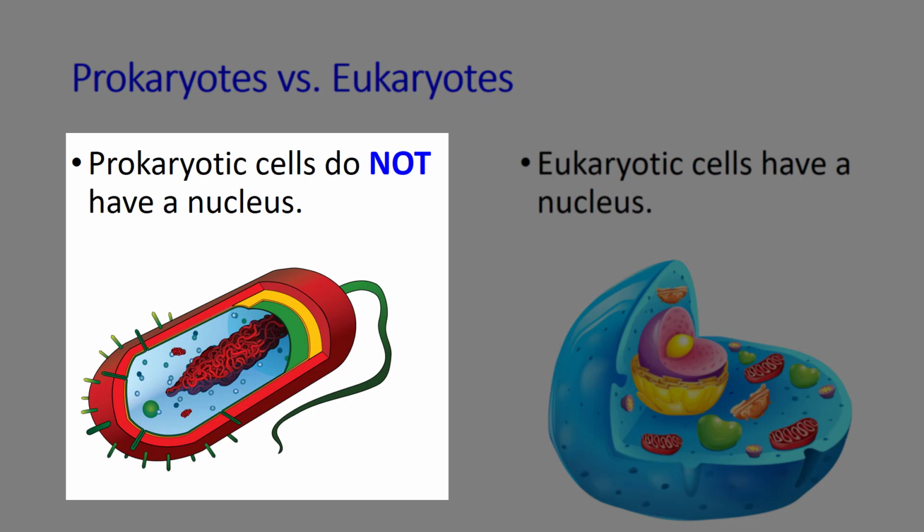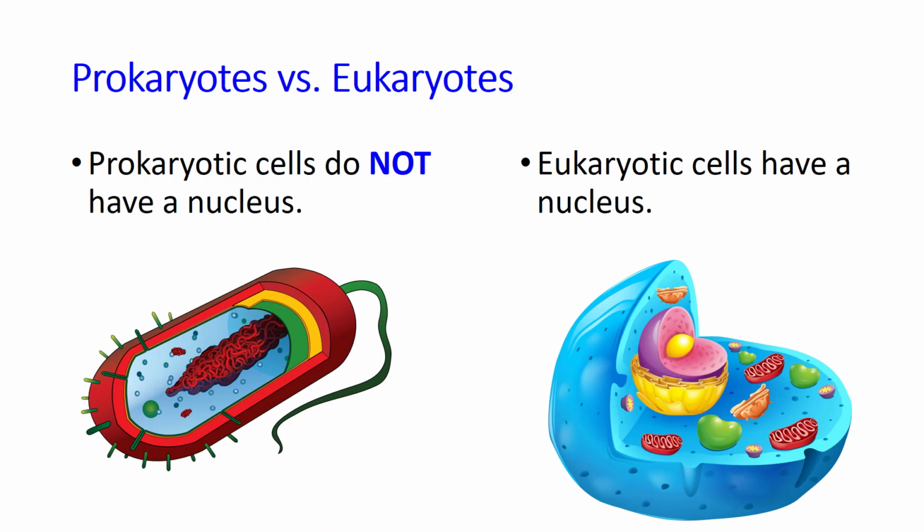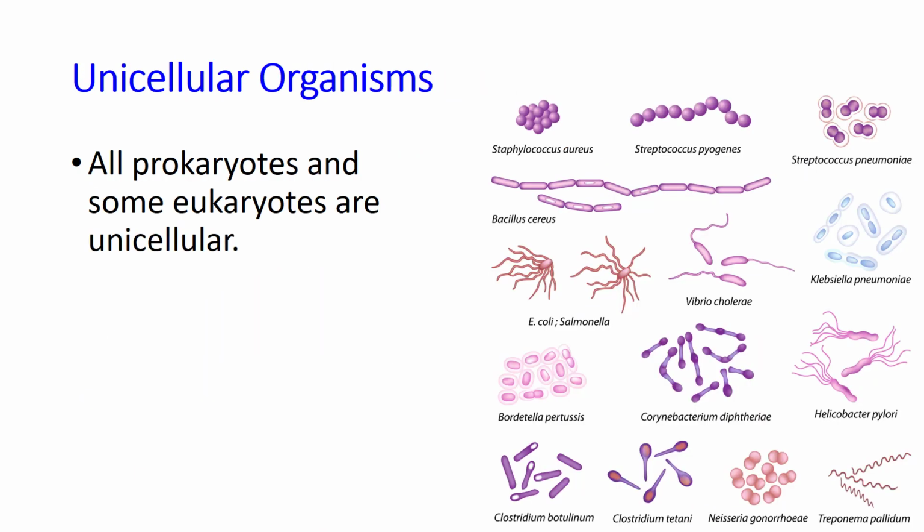You know them as bacteria. We call them prokaryotic cells, and they do not have a nucleus. And the other type of cell is a eukaryotic cell, and they do have a nucleus. Humans have eukaryotic cells. Well, guess what type of cells you have? You have eukaryotic cells. So unicellular organisms are mostly prokaryotic. All prokaryotic cells are unicellular organisms. But some of the eukaryotic cells are also unicellular.